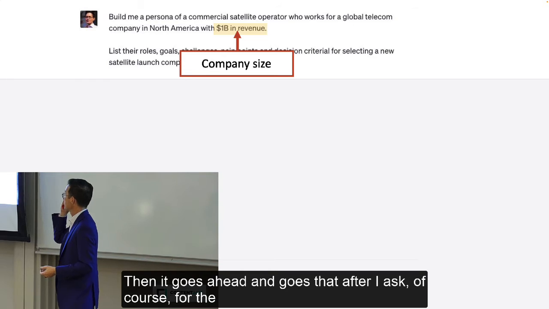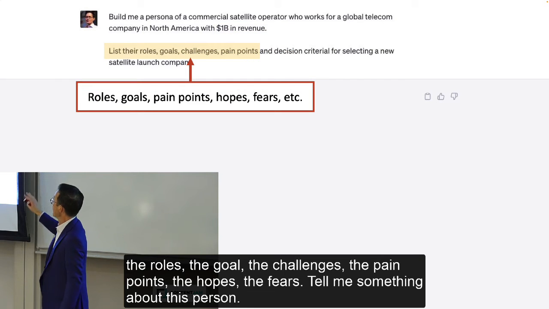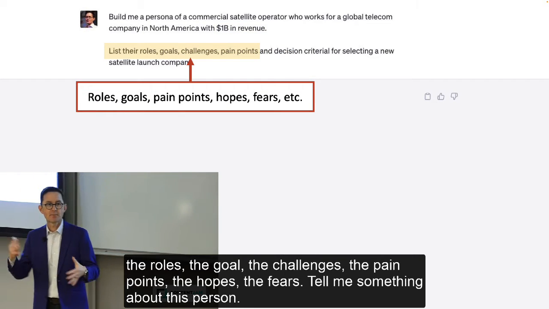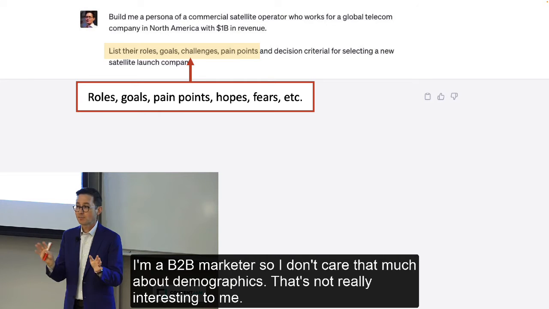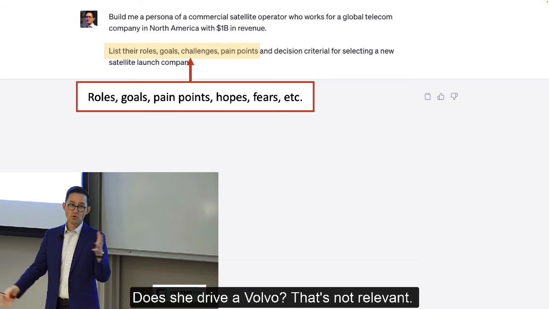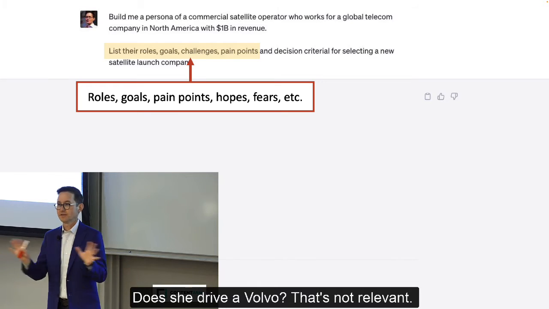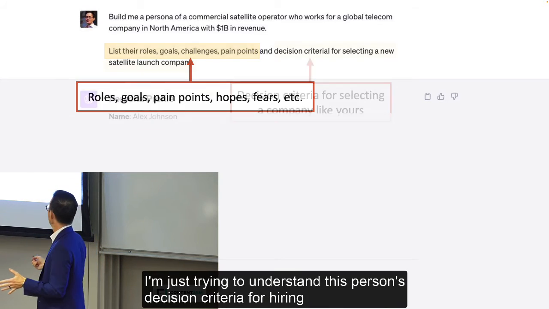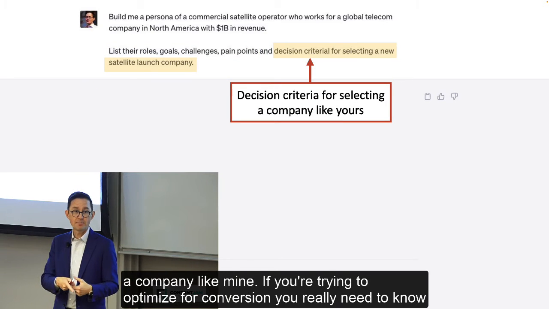Oh, after I ask, of course, for the roles, the goals, the challenges, the pain points, the hopes, the fears. Tell me something about this person. And I'm a B2B marketer, so I don't care much about demographics. That's not really interesting to me. Does she drive a Volvo? And this is not relevant, right? I'm just trying to understand this person's decision criteria for hiring a company like mine.